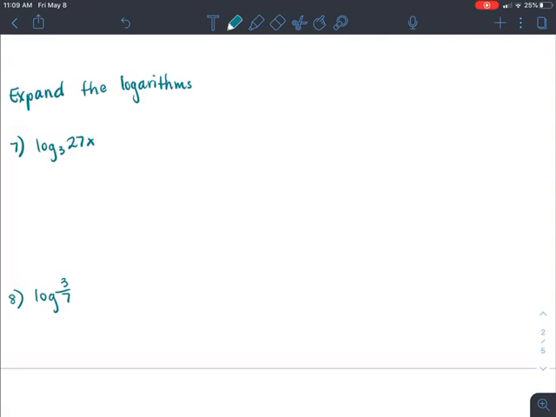So the next thing that we're going to do is expand these logarithms. What we just did is we combined the expanded versions, and now we're going to take the combined version and expand it.